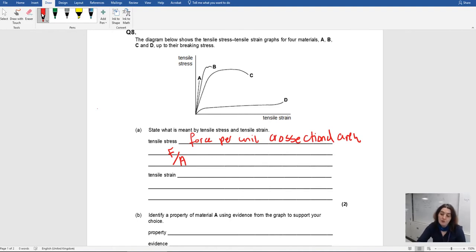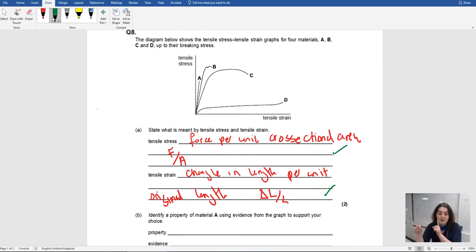And the tensile strain is the change in length per unit original length. So what we have here is change in length over the original length. They are literally worth 1 mark each. When it says state, you can write the equations, but you must explain what each of the points mean. If you're going to write F over A, you must say that F is the force and A is the cross-sectional area, and delta L is the change in length and L is the original length. That's what they're looking for here.